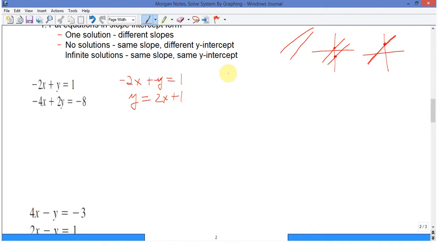Let's work with the second equation. Negative 4x plus 2y is equal to negative 8. So let's move the 4x over. So I'd have 2y is equal to 4x minus 8. Dividing both sides by the 2 that's with the y, we would have y is equal to 2x minus 4. So what we see is the lines do indeed have the same slope, 2 and 2, but they have different y-intercepts, so these lines would be parallel, they would never cross, and this would be a no solution.